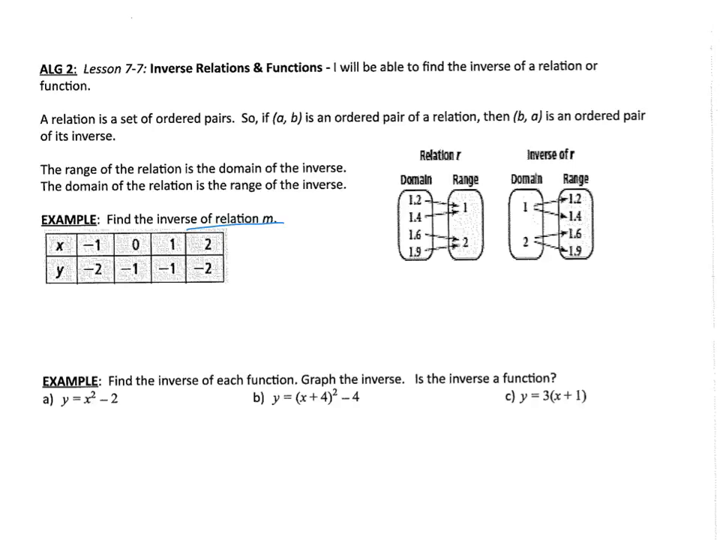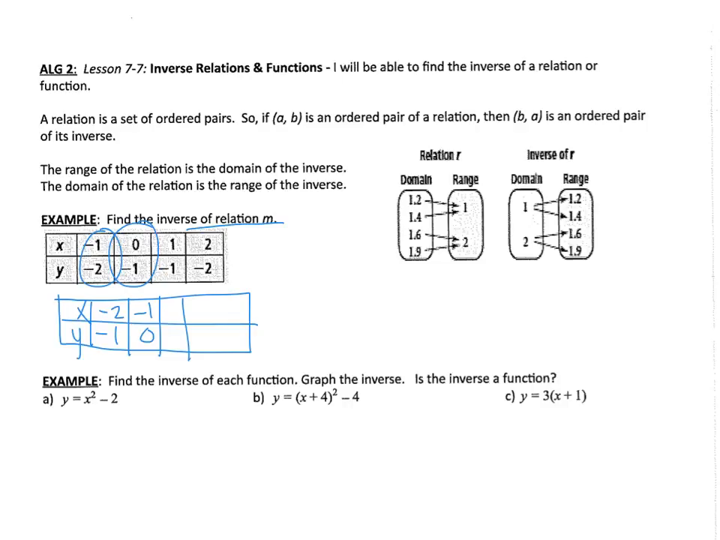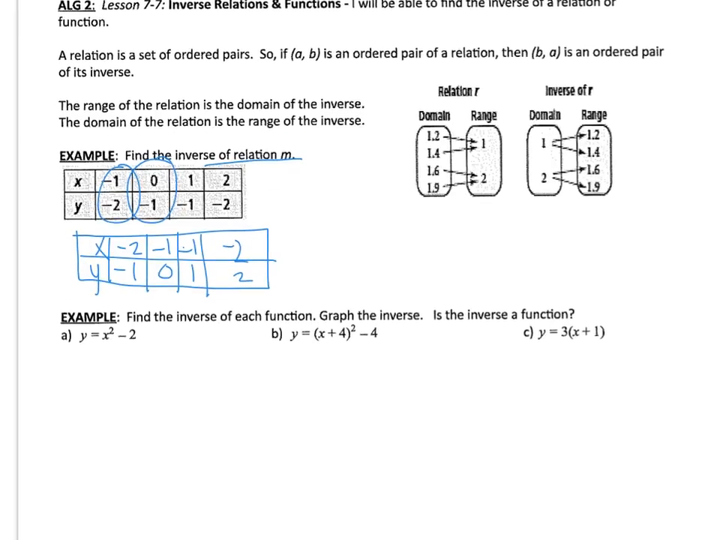If the domain is -1 and the range is -2, then they just flip-flop. If you made a table, now your x is going to be -2 and your y is going to be -1, and your x is going to be -1 and your y is going to be 0. That's it. You swap them if you have a set of ordered pairs. It definitely gets more complicated than that.